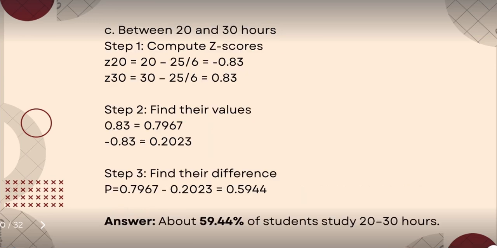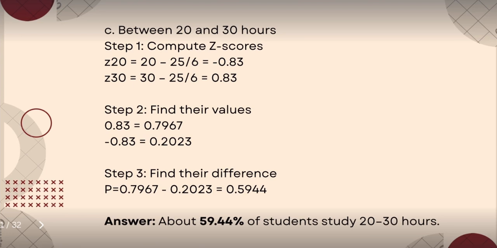And last, the C, between 20 and 30 hours. Step 1 again, compute z-scores. Dito muna tayo sa 20. So, 20 minus the mean 25 over the standard deviation 6 is equals to negative 0.83. And nakuha na natin yung z-scores ng una. So, yung 30 naman, yung 30 ima-minus mo ulit sa mean, 25 over 6, and it's equal to 0.83. So, positive naman siya. Yung 20 kanina is negative.